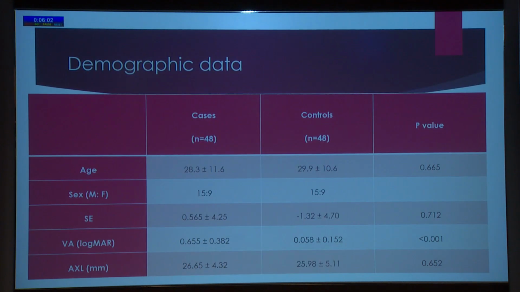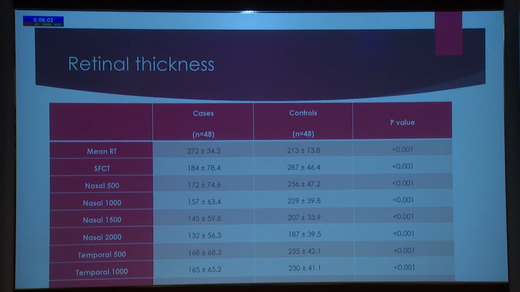Coming to the results, we had 48 eyes of 24 patients in both the cases and the controls, where you could see that the visual acuity was significantly affected in the cases. When coming to the retinal thickness and the choroidal thickness measurements, you could see that the retinal thickness in the cases was significantly higher than in the controls, and the choroidal thickness was significantly lower in the case group than in the control group.